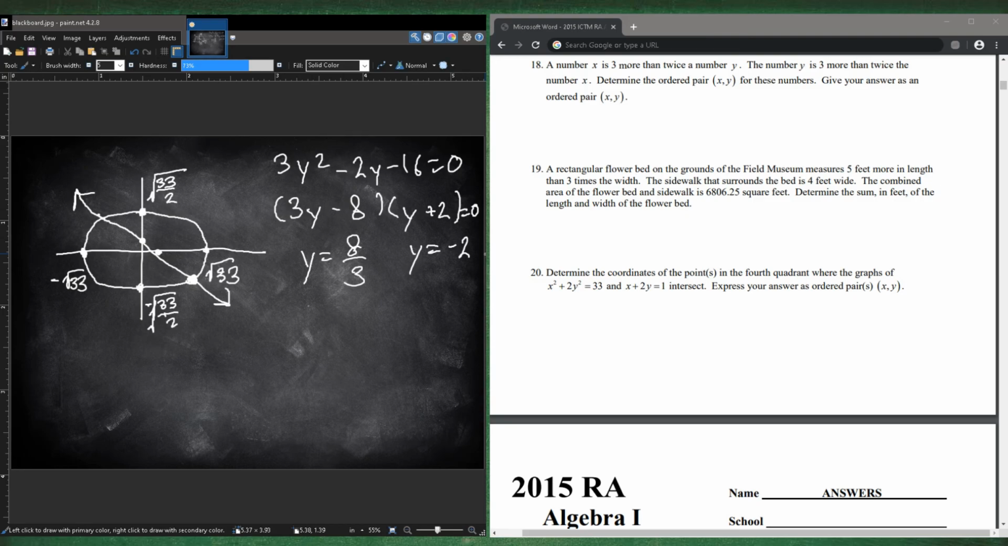So you want to find the fourth quadrant right here. The fourth quadrant is this quadrant. So this has to be a positive x and a negative y. So a negative y is negative 2. It's not going to be 8 over 3. It's going to be negative 2. So our y is negative 2.